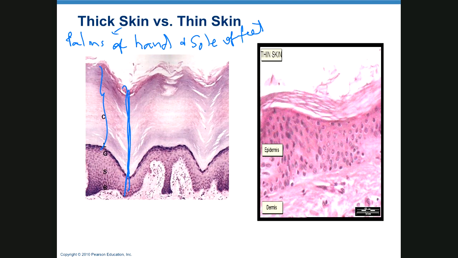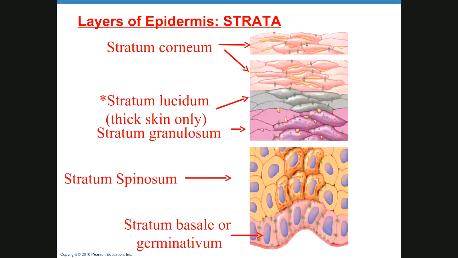thin skin. So everywhere else we have thin skin, except for the palms of the hand, sole of the feet. Think of the skin that covers the eyelids, for example. That's extremely thin skin. In thin skin, we find a thinner layer of dead cells. So that's essentially the difference between thick skin and thin skin. So it's really not that complicated. And we're going to note which strata is found in each, thick skin and thin skin.